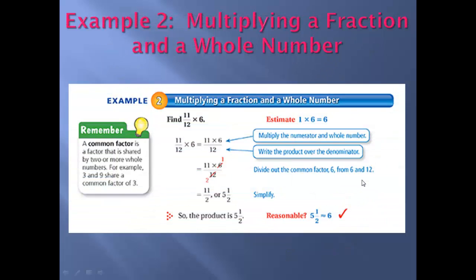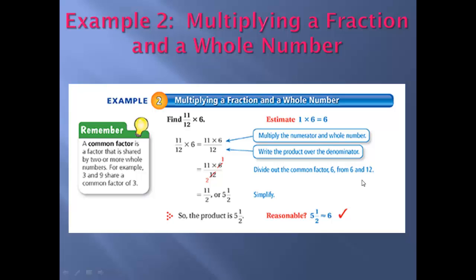For our second example, we're multiplying a fraction and a whole number. We want to find 11/12 times 6. 11/12 is about 1, so when we estimate, we can do 1 times 6, which equals 6. So we know our answer should be close to 6.